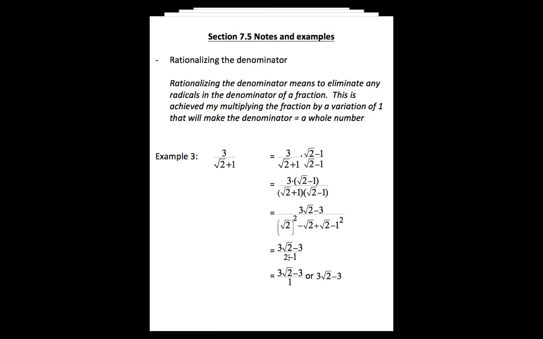And when I simplify those, I can essentially eliminate the denominator because it's just 1, and I come up with my final answer, 3 root 2 minus 3. So again, when we're rationalizing the denominator with a fraction with a binomial in its denominator, we have to multiply both numerator and denominator by the conjugate of the original denominator.